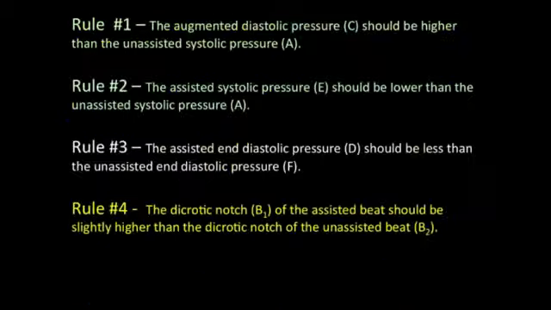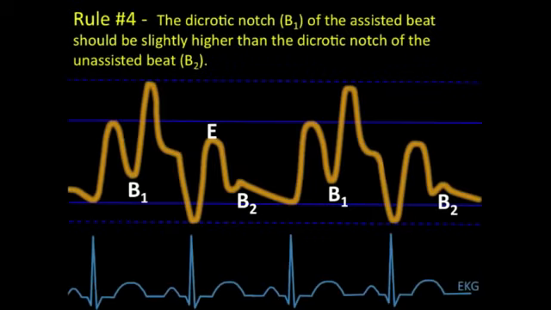And finally, rule number 4, the dicrotic notch of the assisted beat should be slightly higher than the dicrotic notch of the unassisted beat. So the curve in our example meets all 4 of those criteria. And indeed, in this patient, the balloon pump was positioned properly. And essentially, our balloon was optimized.